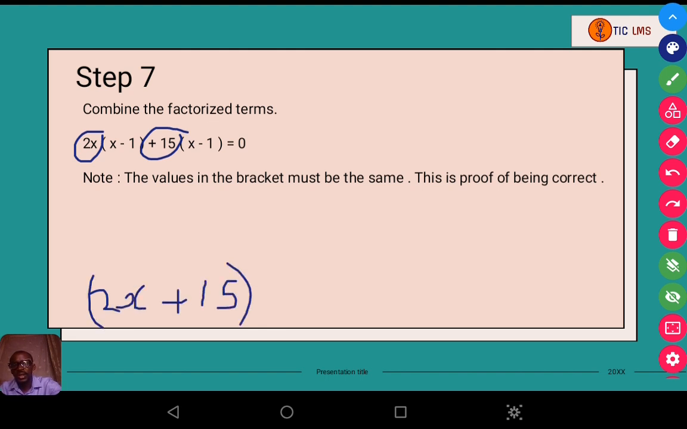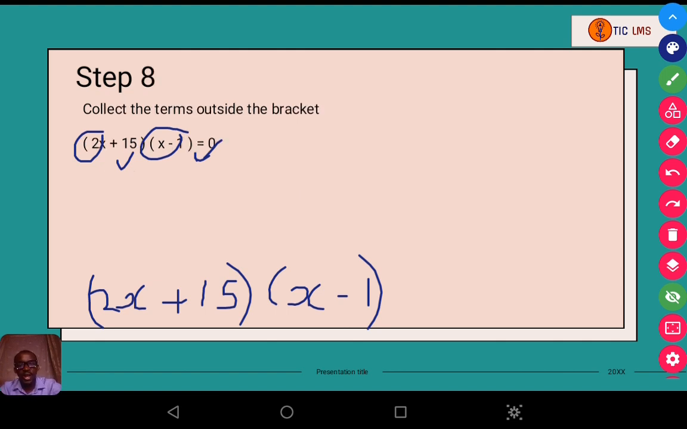Okay, and then this x minus 1, they are common. So what you do is that you pick just one out of it. Just pick one out of it. And that's exactly what you have in your step 8, where you have 2x plus 15 and then x minus 1. Now, what's the next step?